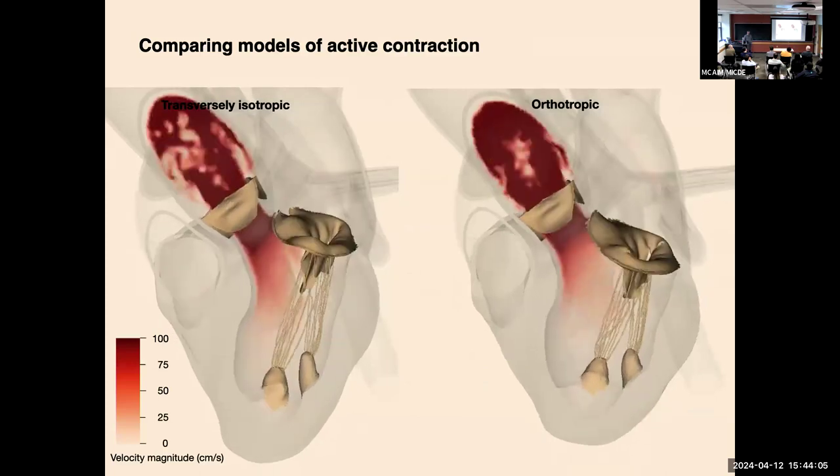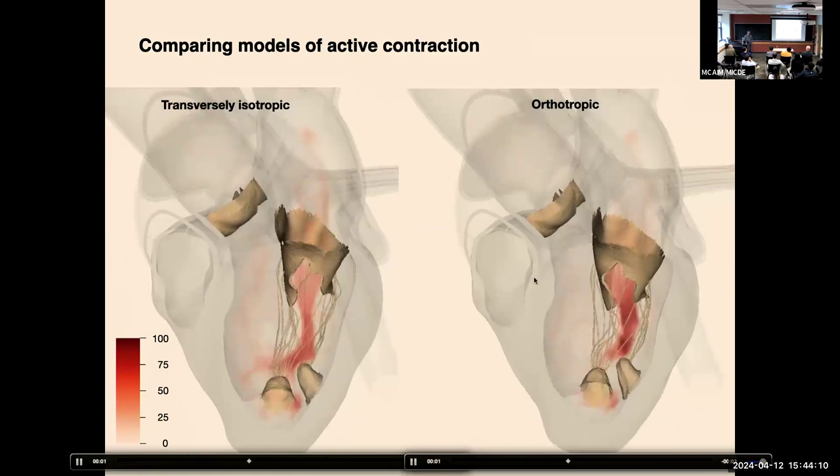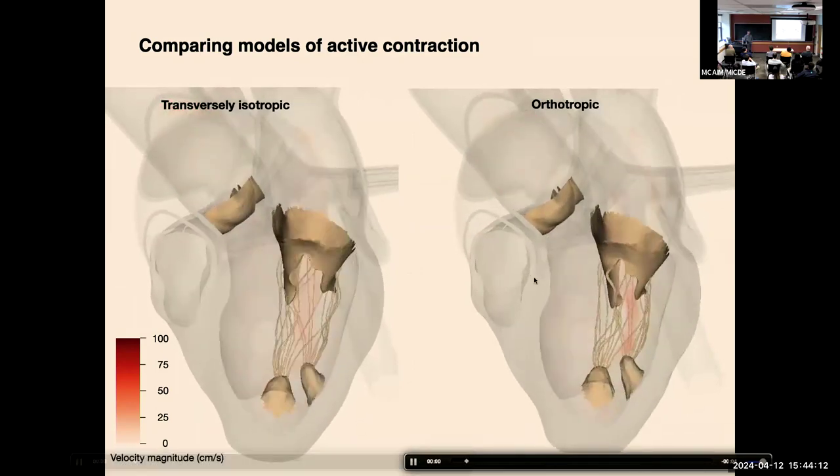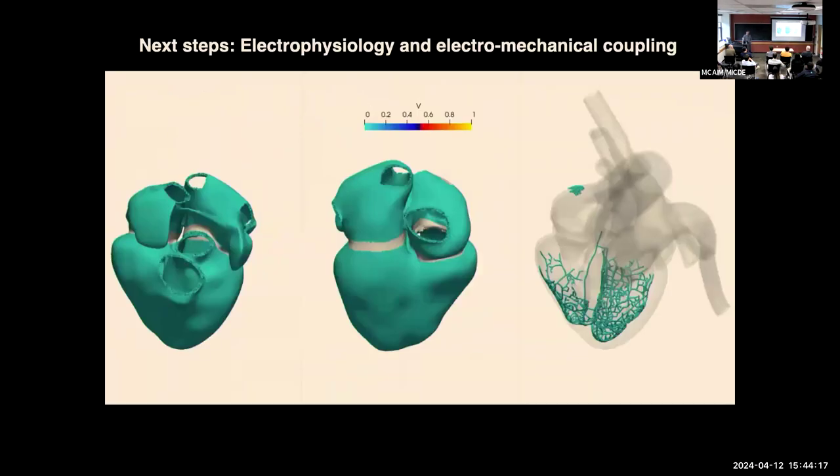All right, and then you can use the models to look at things like how you should model active contraction. You get different results for different cases. We're working on adding in electrophysiology. I think we'll have this working at the end of the summer, I hope. The active muscle contraction right now is just being imposed: the upper chambers contract, the lower chambers contract. Really, in a real heart, they're driven by electrophysiology, and we're pretty close to having a full electrophysiology model.